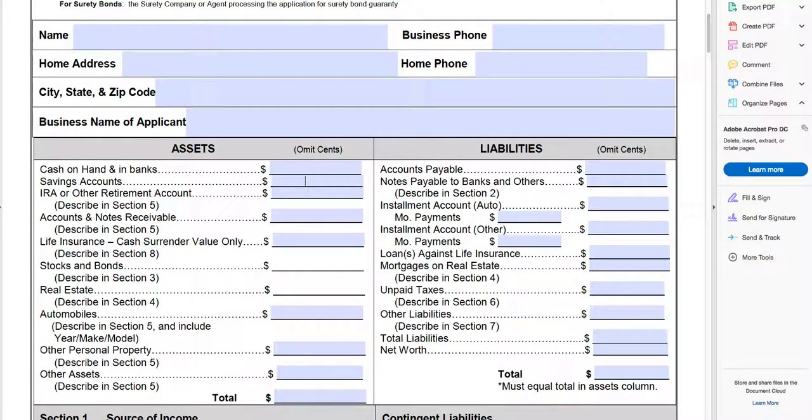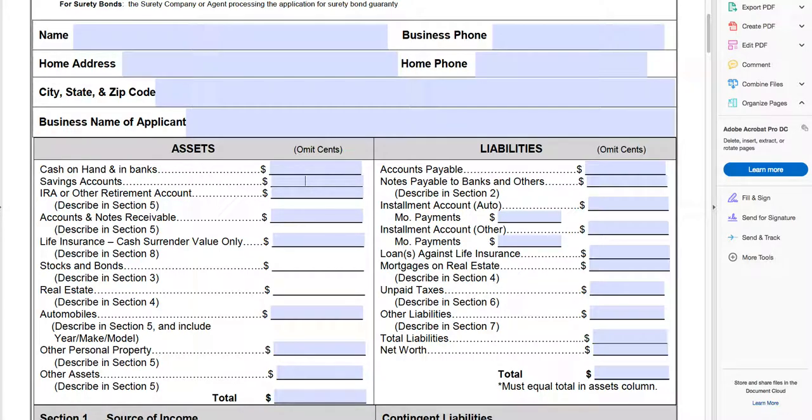For the real estate item, you want to put in the value of all the residences, the commercial property that you own, or your spouse owns, or you own jointly together. You want to provide a full description of these properties in section 4, but this should just be the total.